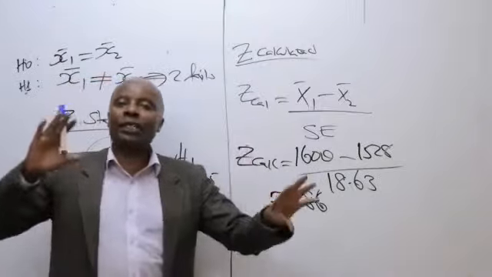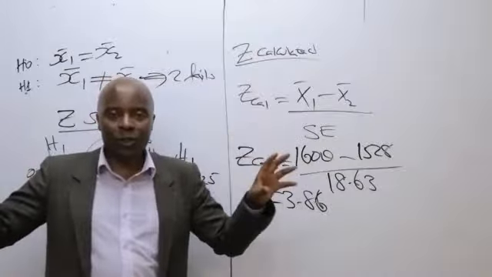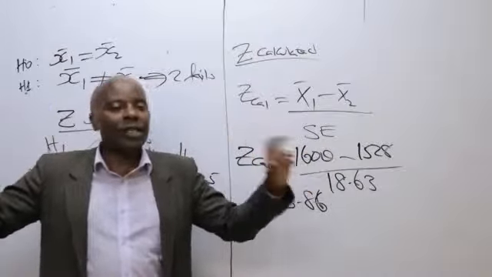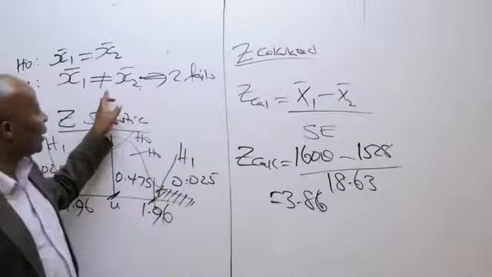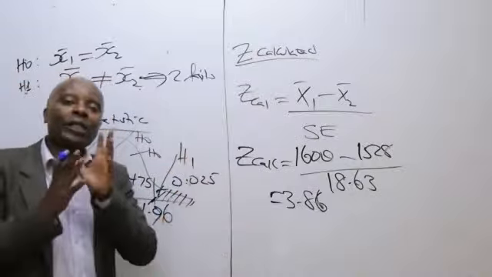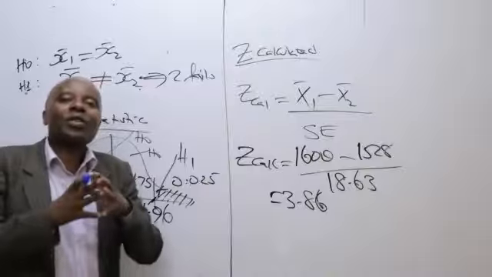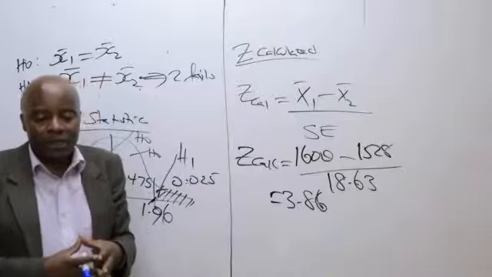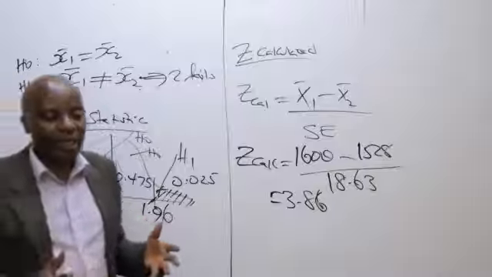We are saying that the two samples we selected from our population do not have the same means. Look at what H1 says. They don't have the same means, meaning that their means are statistically different.